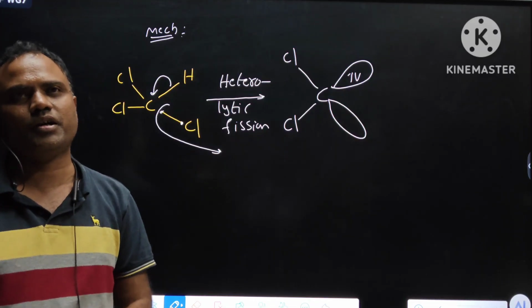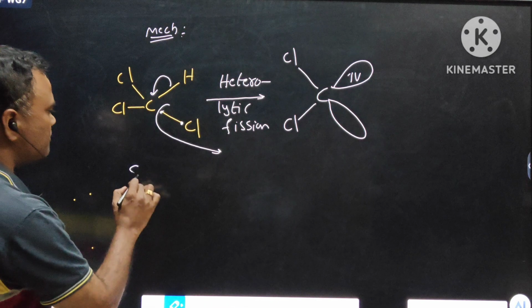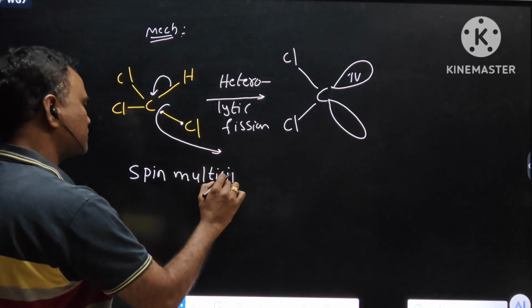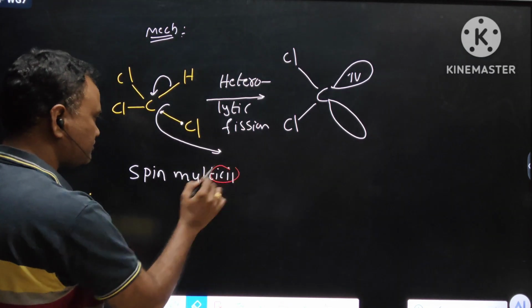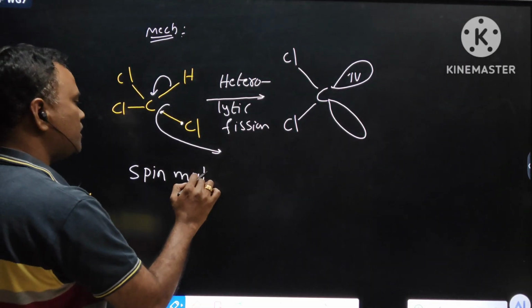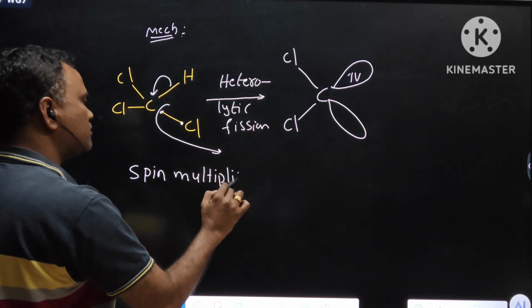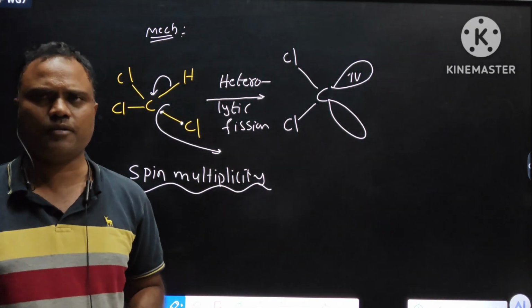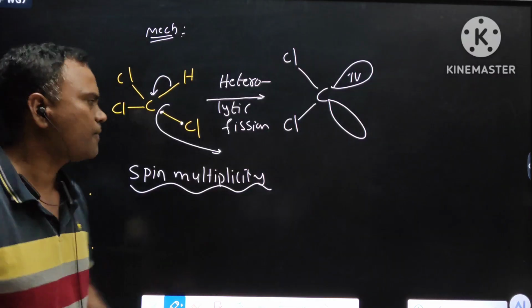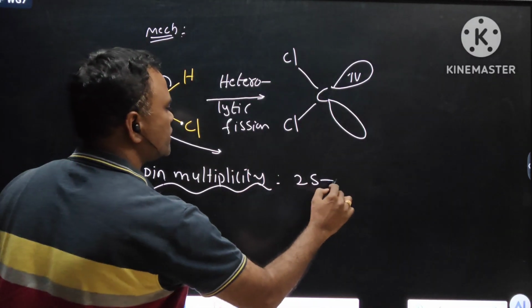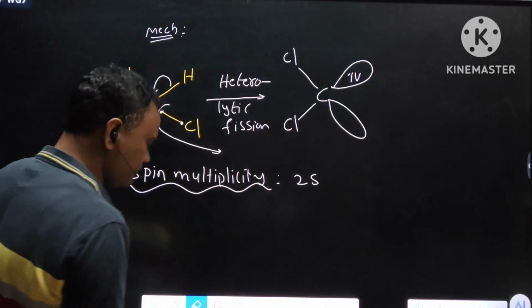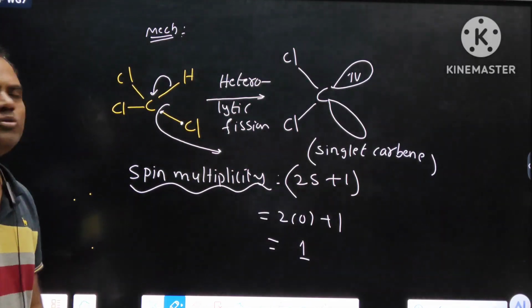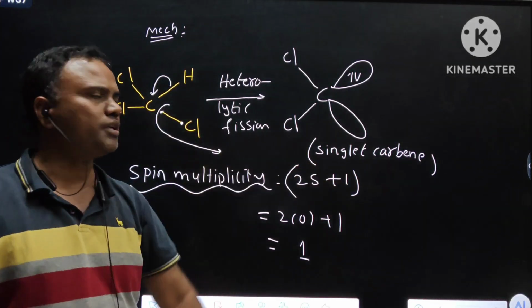Paired electrons. See, spin multiplicity. One concept is there, a small topic: spin multiplicity. This is additional information, a very easy topic. Just listen once and leave it. Spin multiplicity formula is 2S plus 1. Let us go to homolytic cleavage. Heterolytic cleavage gives singlet carbon.